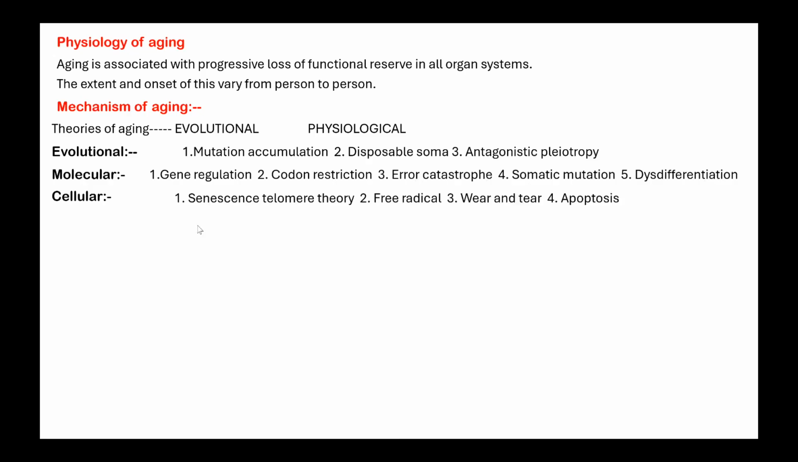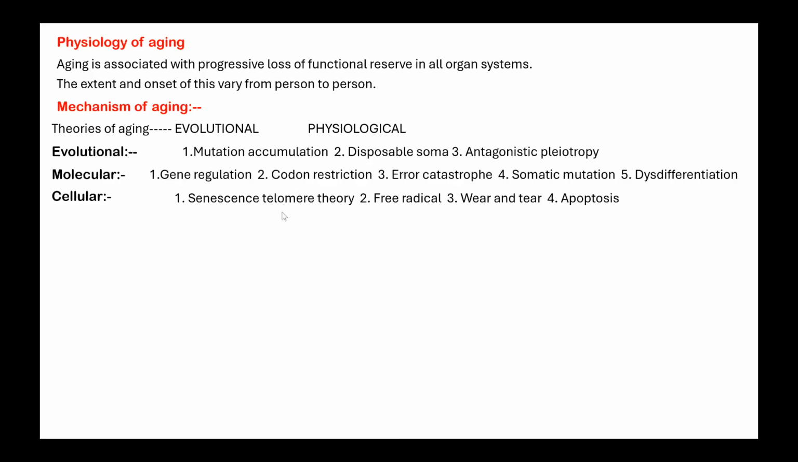At the cellular level, there is the senescent telomere theory, where the chromosomes, what is a telomere? Any idea? Sir, in the genes, there are nucleotide sequences at the ends of the chromosomes. It is the end part of the chromosome gene spiral. Okay, so the genes are a spiral arrangement, the end part.